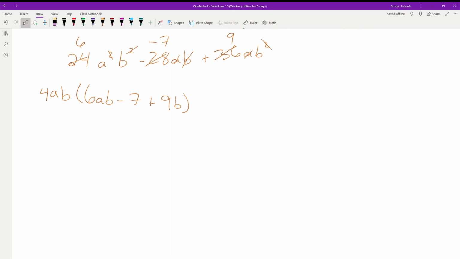Do what? That's only when you're doing with square roots. Yeah.